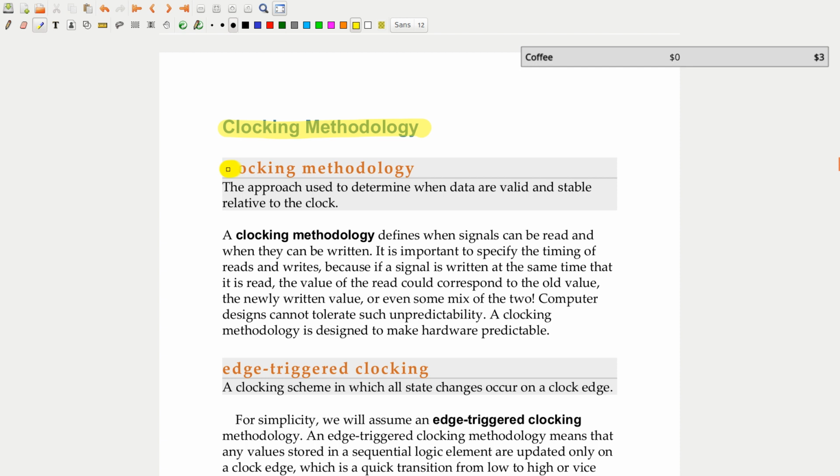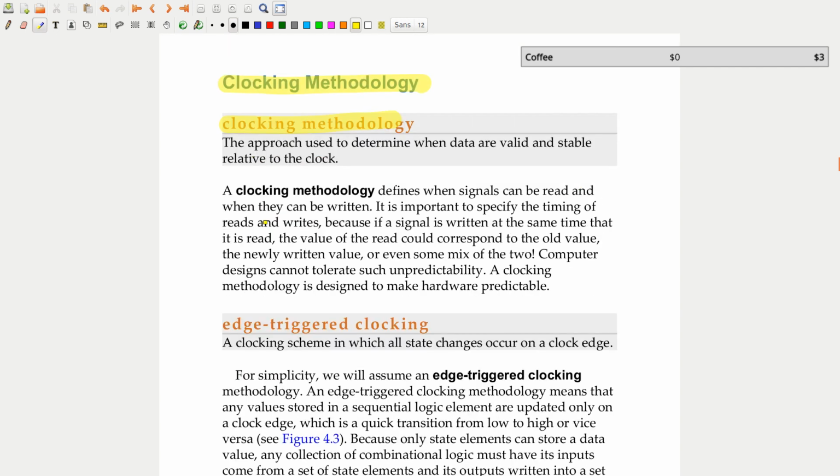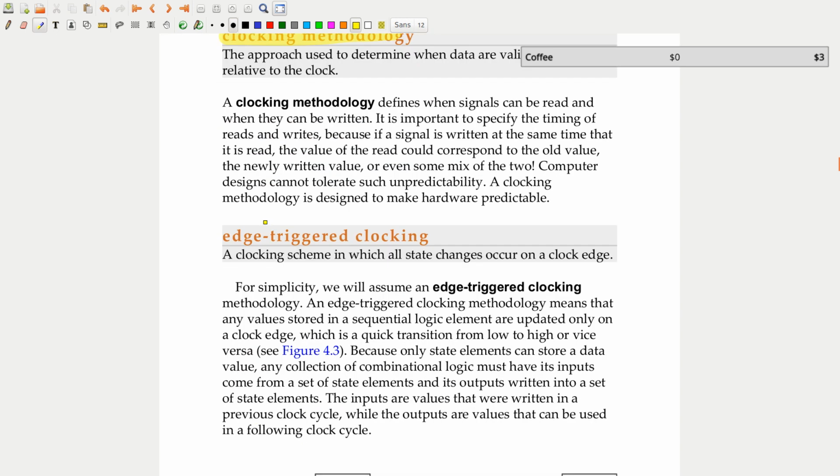So now let's talk about clocking a little bit. Clocking methodology is the approach used to determine when data are valid and stable relative to the clock. So we really care about stability when we're talking about sequential circuits. A clocking methodology defines when signals can be read and when they can be written.